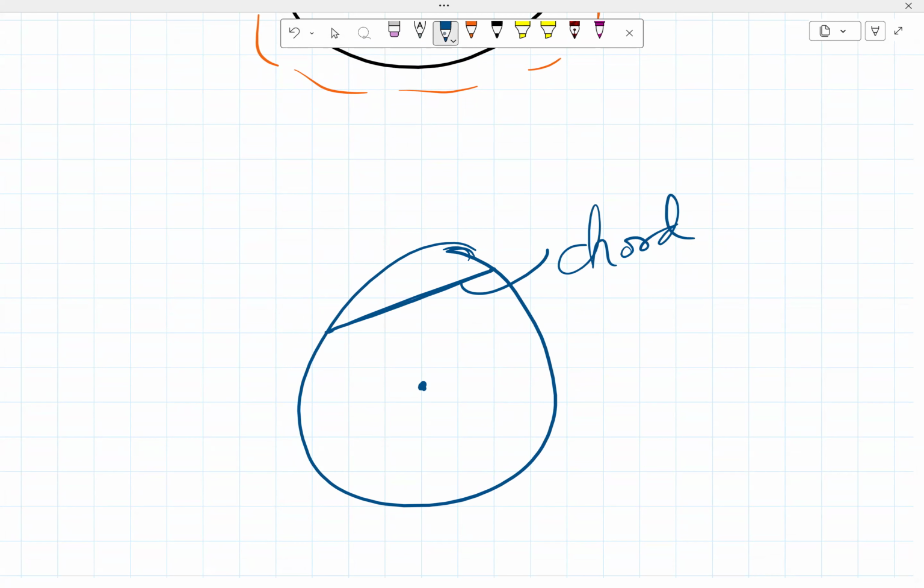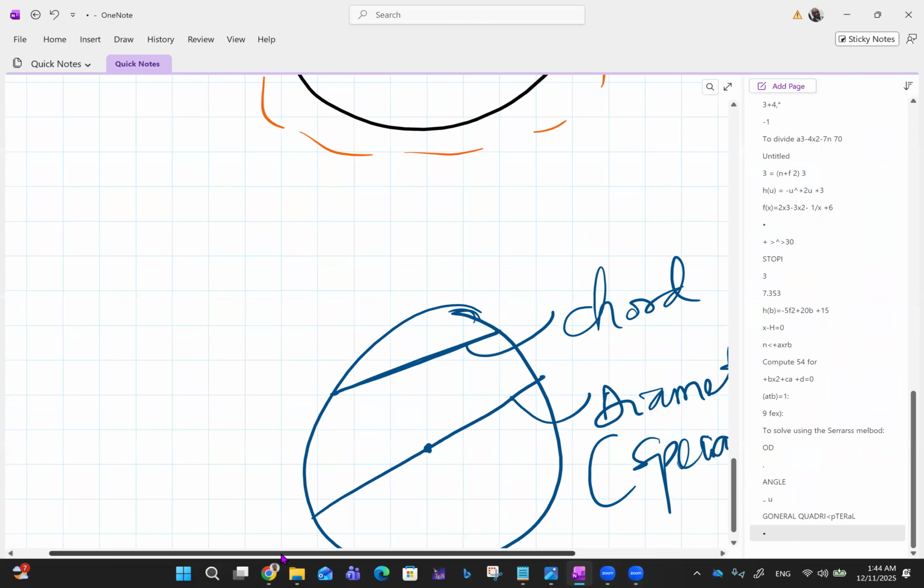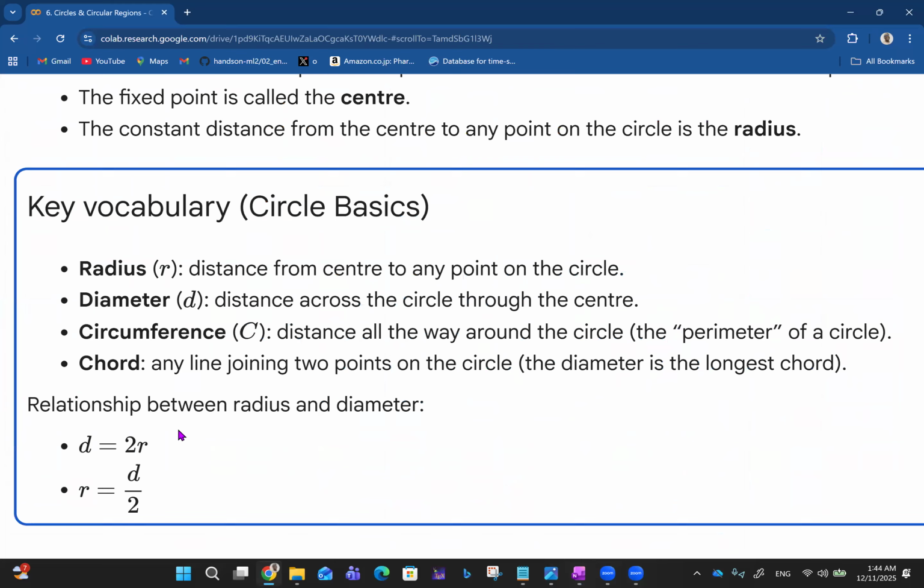By the same token, since the diameter touches the circle from one point to another, passing through the center, the diameter can be seen as a special type of chord. Okay, so the diameter is a special chord. Then, the relationship between radius and diameter: I showed you already that diameter is 2 times radius, meaning that radius is diameter over 2.